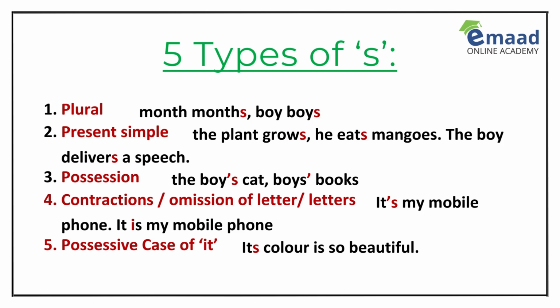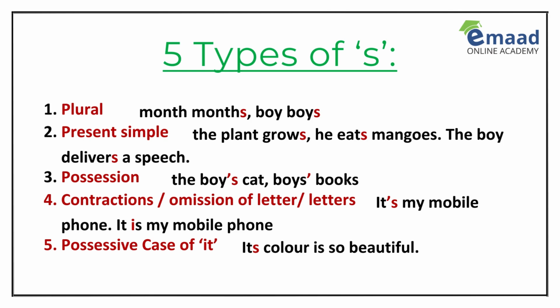The fourth form of S we use is for contractions, when we omit a single letter or letters. For example, it's my mobile phone. Now here, the actual sentence was it is my mobile phone. The omission of I caused the use of an apostrophe here. So it's my mobile phone means it is my mobile phone. So this S that is used to show the omission of a letter is used with an apostrophe S. You also need to add the apostrophe.